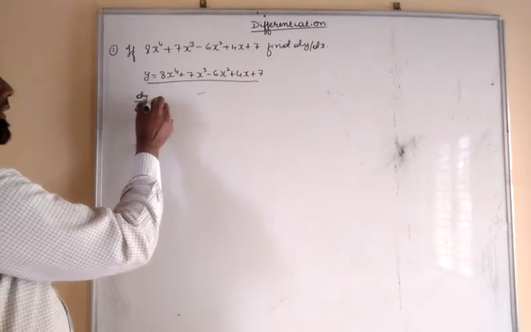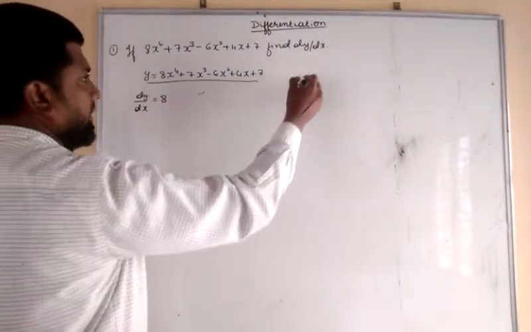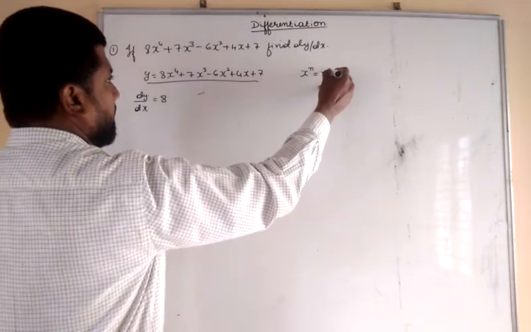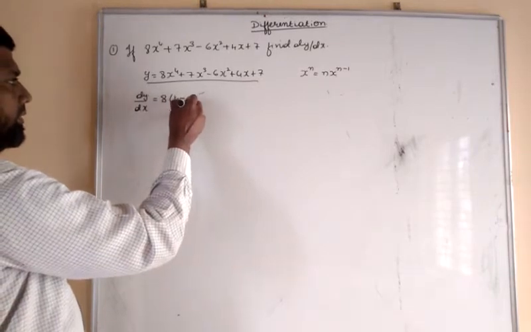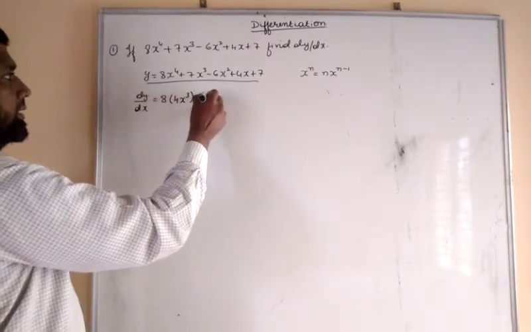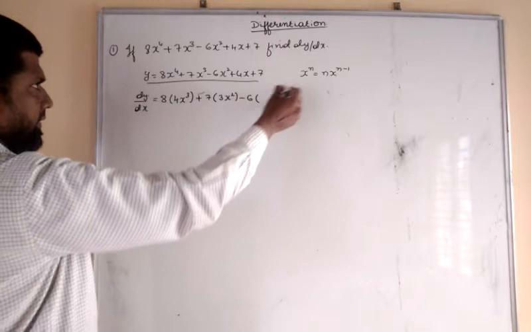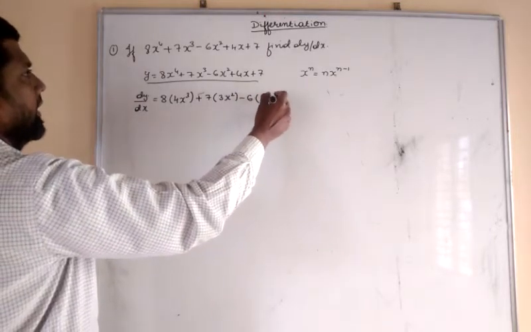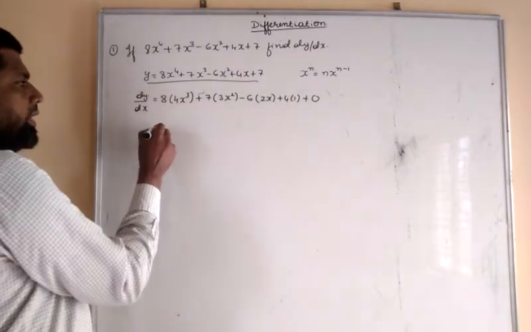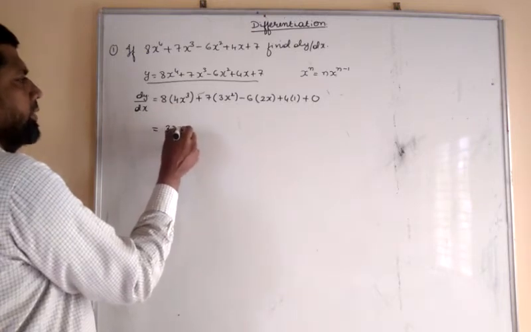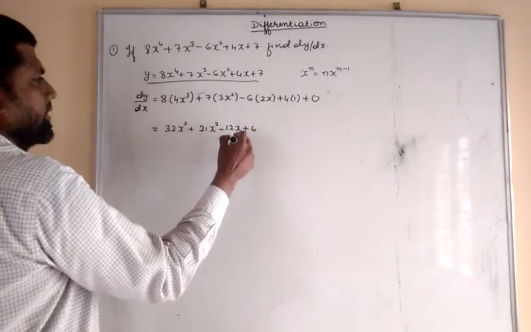dy by dx is equal to 8, which is a constant, times the differentiation of x to the power of 4. It is in the form of x to the power of n, whose derivative is n times x to the power of n minus 1. Let us apply the formula here: 4 into x to the power of 4 minus 1, which is 3. Then 7 is a constant, and x cube differentiation is 3x square. Again 6 is a constant, and x square differentiation is 2x. Then 4 is a constant, and x differentiation is 1. Then 7 is a constant, so 0. So 8 times 4 is 32x cube plus 21x square minus 12x plus 4. So this is the answer.